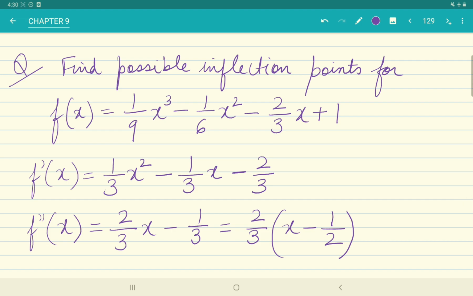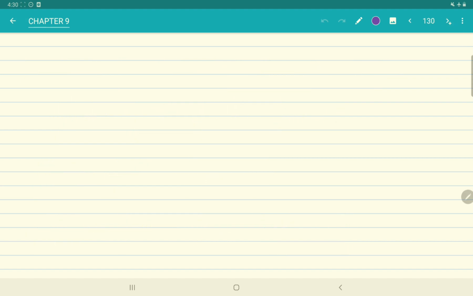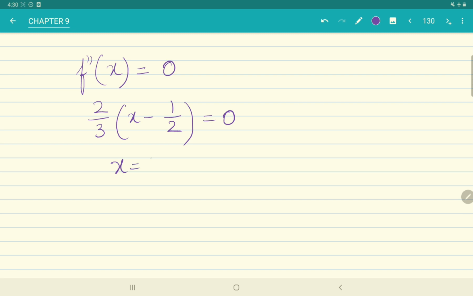And obviously, if we want to find out the possible inflection points, what we do is first set f double prime x equal to 0, and for that we can write 2 by 3 x minus 1 by 2 is equal to 0. That means x is equal to 1 by 2. But again, as I said, just looking at this does not suffice. We still don't know whether x equal to 1 by 2 is an inflection point.